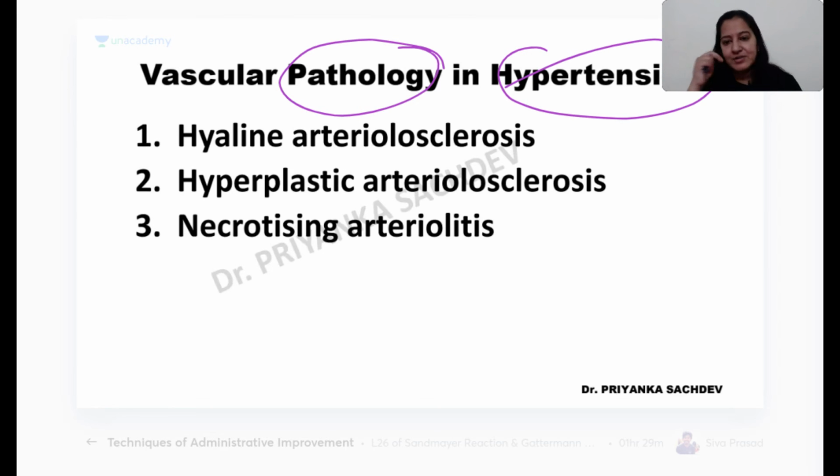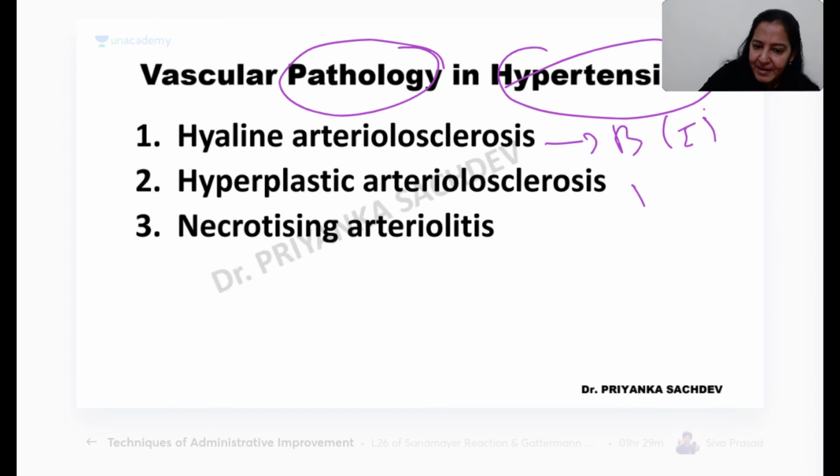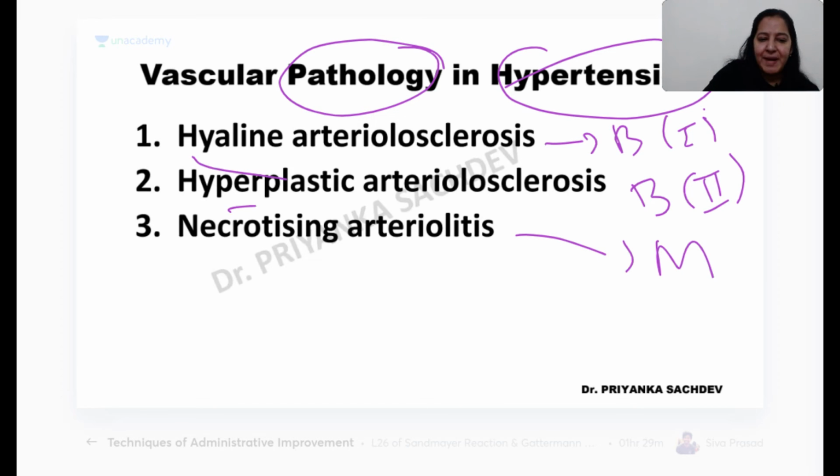In benign, it is either stage 1 or stage 2. If the person has benign hypertension stage 1, benign hypertension stage 2, or malignant hypertension, then these are the three pathologies we can see in their respective blood vessels. If a benign stage 1 person is dead and I am doing the autopsy, if I take a blood vessel, cut it and make a slide of it, what I can see in the blood vessel is hyaline arteriosclerosis.